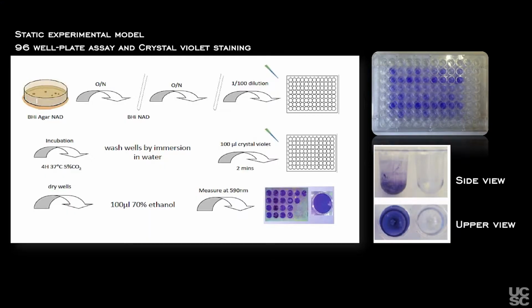Okay, now I will give you some methods to study biofilms. The most commonly used method to study this form is the static experimental model, also called the 96-well plate assay, and the crystal violet staining. The 96-well plate assay is a rapid and highly reproducible system which is extensively used in biofilm research. The method is relatively simple. Briefly, from a fresh overnight culture, we usually make a dilution and use this diluted culture to fill the wells of sterile 96-well plates.